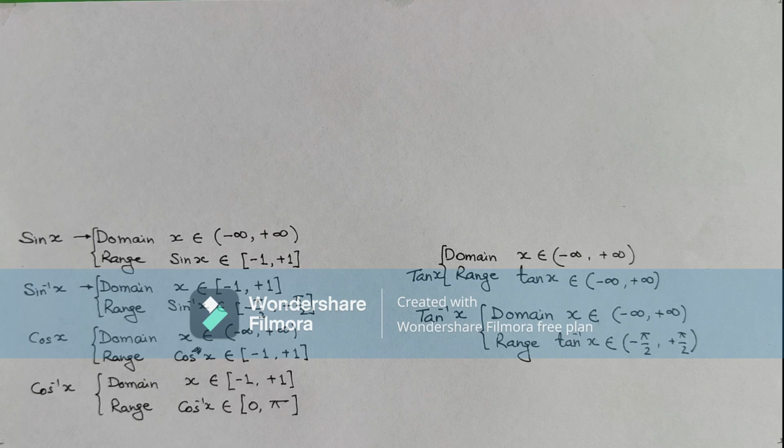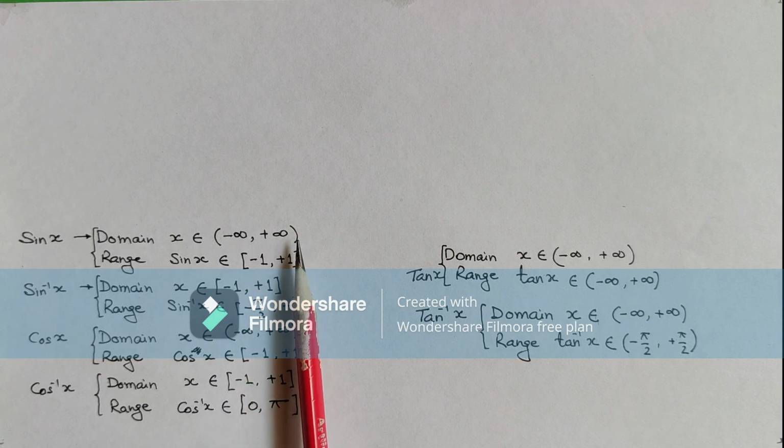For sin x, the domain x can be anything from minus infinity to plus infinity, and the range of sin x would be minus 1 to plus 1. Correspondingly, for sin inverse x, the domain becomes what was the range of sin x, minus 1 to plus 1, but the range of sin inverse x gets restricted to minus pi by 2 to plus pi by 2. It doesn't become what was the domain of sin x.